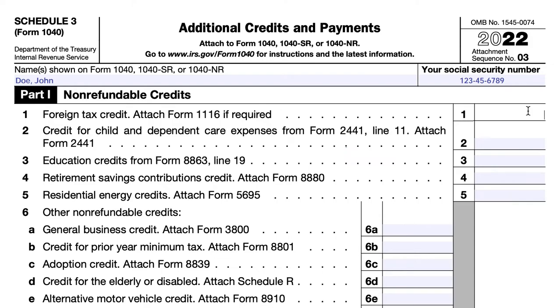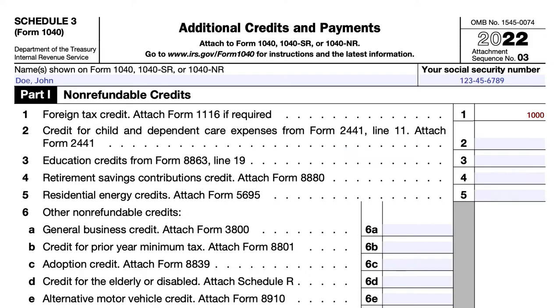And again, that would all be reported to you. And then if you're preparing this with your CPA or your tax preparer, they would have Form 1116 reporting all of your information. So if this is applicable in your situation, enter the amount of the tax credit.